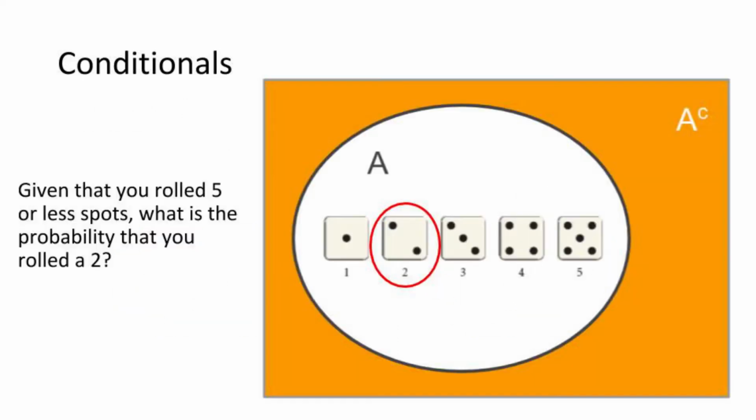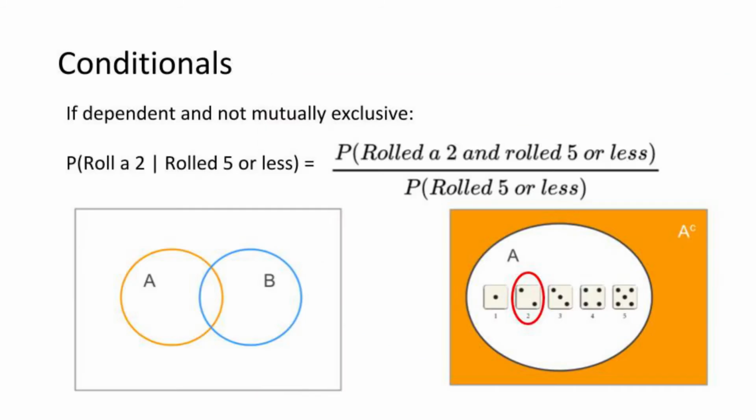So back to the dice example. Given that you rolled 5 spots or less, what is the probability that you rolled a 2? The math is written out like this. The probability of rolling a 2 given rolling a 5 or less is equal to the probability of rolling both a 2 and a 5 or less, divided by the given condition, the probability of already being in the space 5 or less. Now the numerator might sound a little weird. What does that even mean, to have rolled a 2 and rolled a 5 or less?